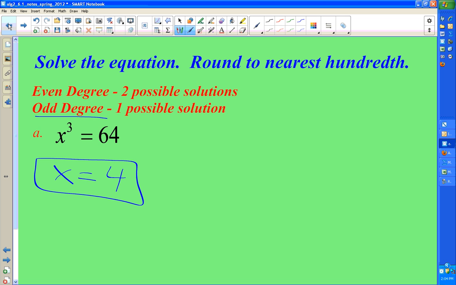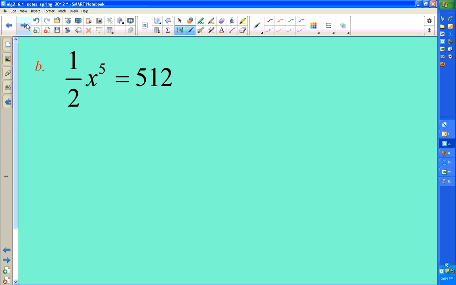Sure? What do you have to do to this one? Multiply by 2. Yeah, you've got to get rid of the fractions first. This is 1/2, so you're going to times by 2, and x to the 5th equals 1,024. Here's a perfect example of why knowing your powers of 2 really will make your life easier.